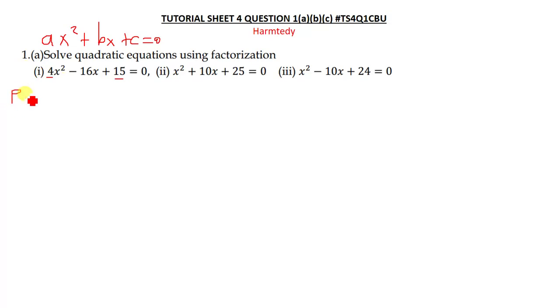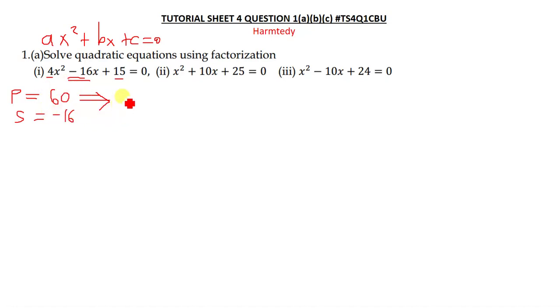So the product is just 4 times 15, which is 60, and then the sum is negative 16. So we need to find two numbers that when we multiply them, give us 60, and when we add them, give us negative 16. And what are these two numbers? I know most of you find it difficult to find those numbers, but you can just find the factors, or rather the numbers that can go into 60.